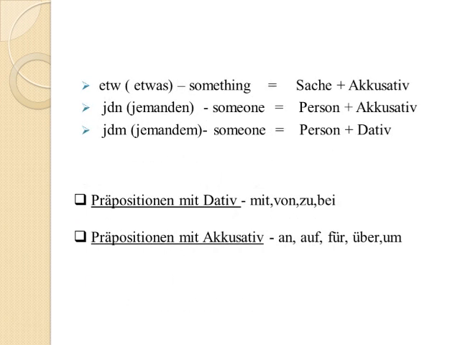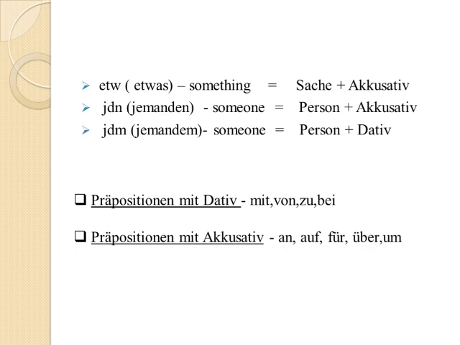Zuerst sehen wir einige wichtige Begriffe. Firstly, we will see some important terms which you will come across while understanding verbs with fixed prepositions. First is etwas, that is something. This term is used in accusative case while referring to a thing or a fact. Jemanden. Jemanden is the accusative pronoun for someone. It always refers to a person. Jemandem. Jemandem is a pronoun for someone, but it is used in dative case. Again, it always refers to a person.